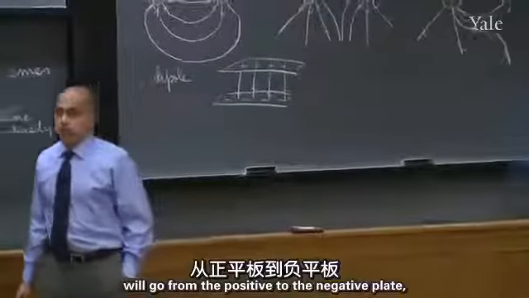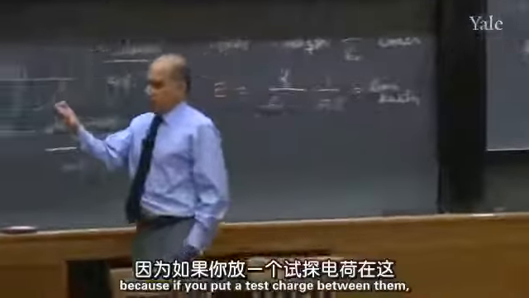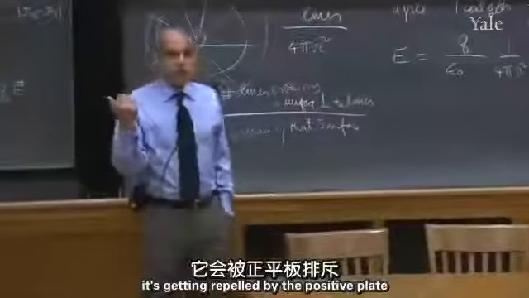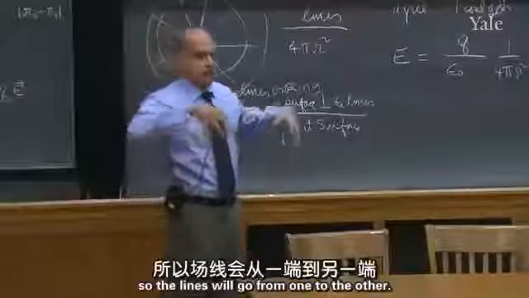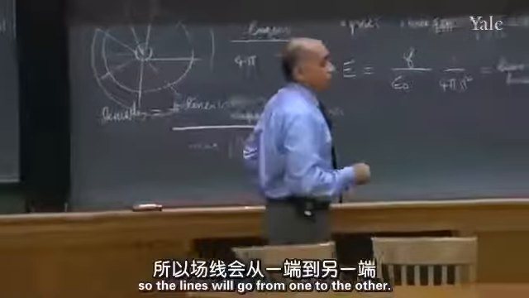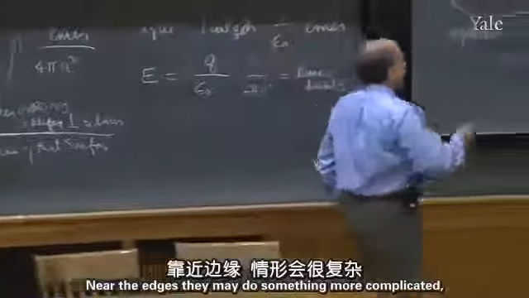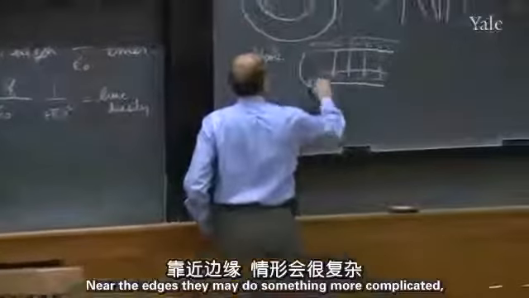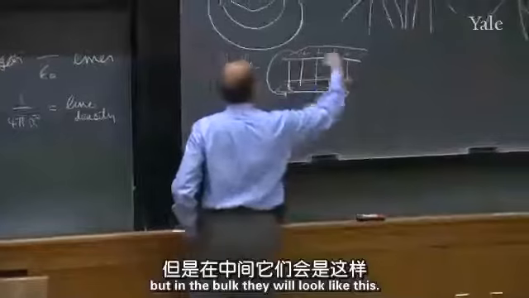It will go from the positive to the negative plate, because if you put a test charge between them, it's getting repelled by the positive plate and attracted by the negative plate. So the lines will go from one to the other. Near the edges, they may do something more complicated, but in the bulk, they will look like this.